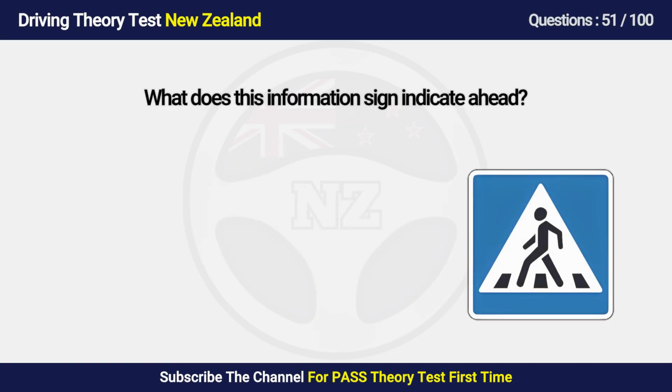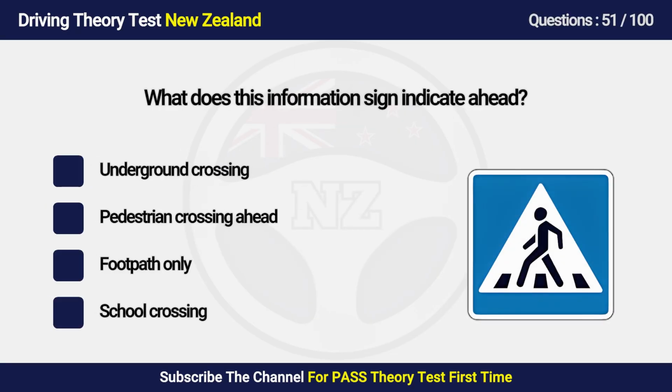Question 51. What does this information sign indicate ahead? A. Underground crossing. B. Pedestrian crossing ahead. C. Footpath only. D. School crossing.